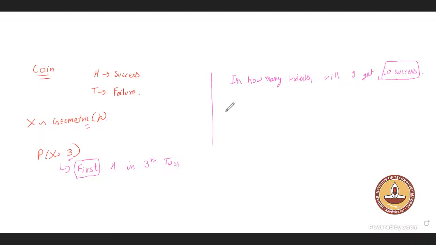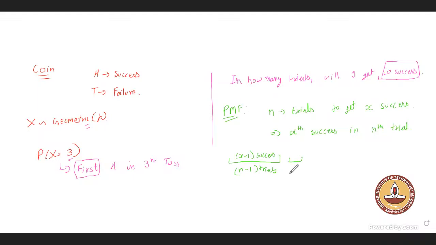So the PMF or the formulation for it is the same as that. Suppose you are doing n trials, and it took you n trials to get x successes. So you are getting your x-th success in the nth trial, because as soon as you get your x-th success, you stop the experiment. So it means in the starting n-1 trials, I got x-1 successes. And then in the nth trial, I got my x-th success.